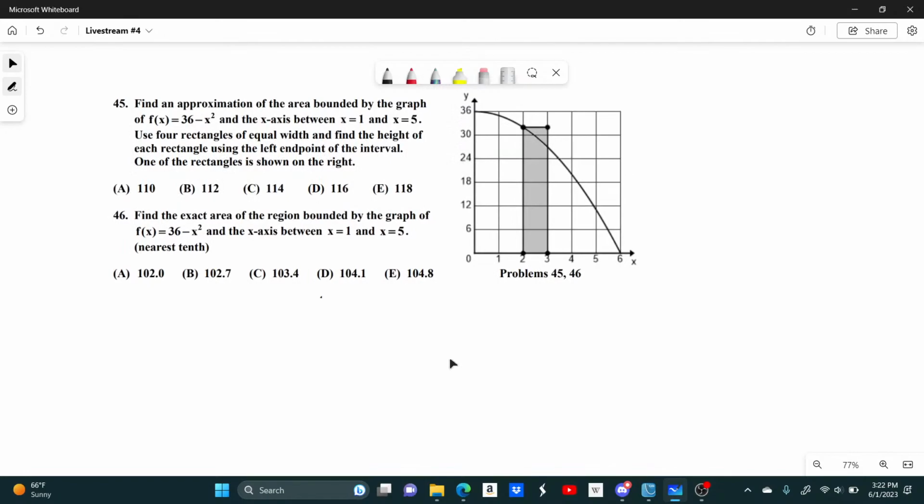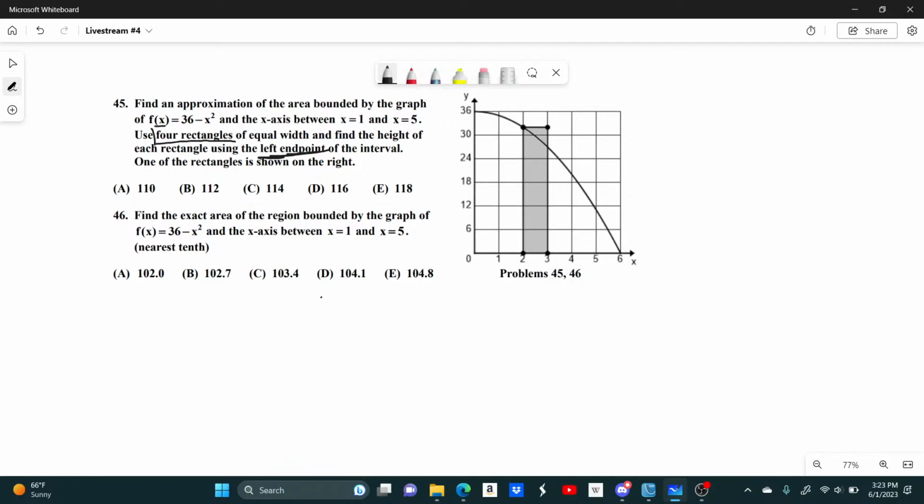Okay, let's see. 45. Find an approximation of the area bounded by the graph 36 minus x squared and the x-axis between x equals 1 and x equals 5. Use 4 rectangles of equal width and find the height of each rectangle using the left endpoint. Okay, that's important. We're using the left endpoint. One of the rectangles is shown on the right. Okay, cool. So we're going to have 4 rectangles. It tells us that. That's important.